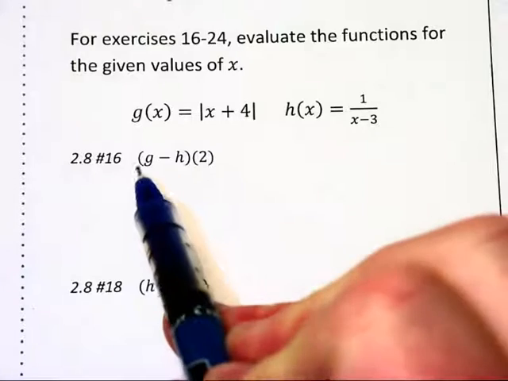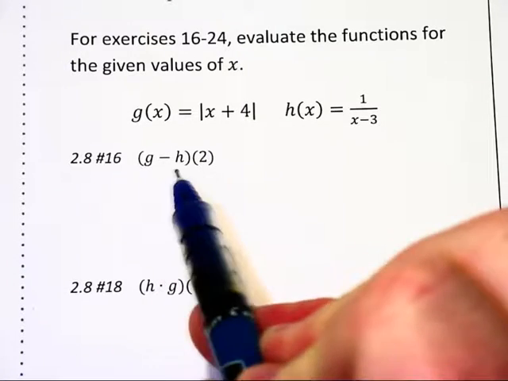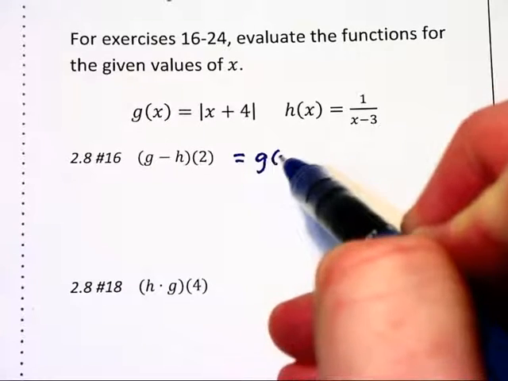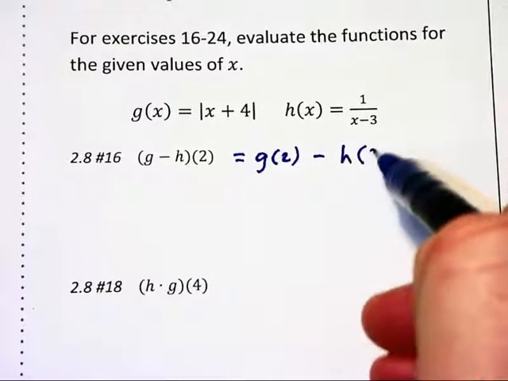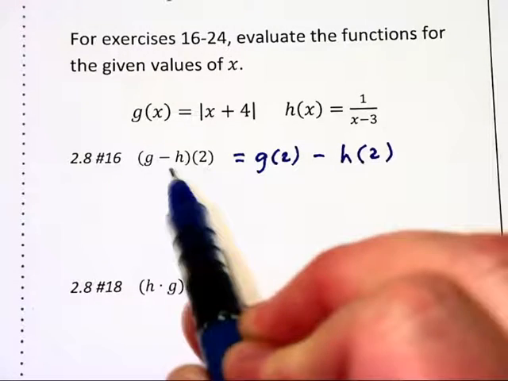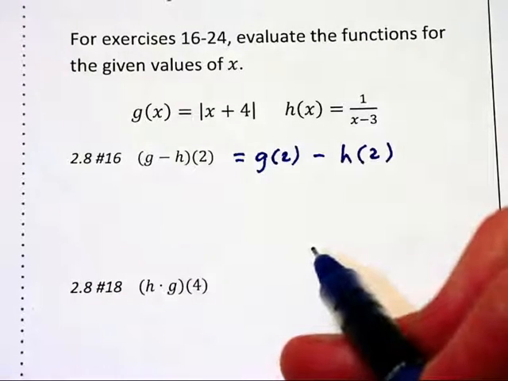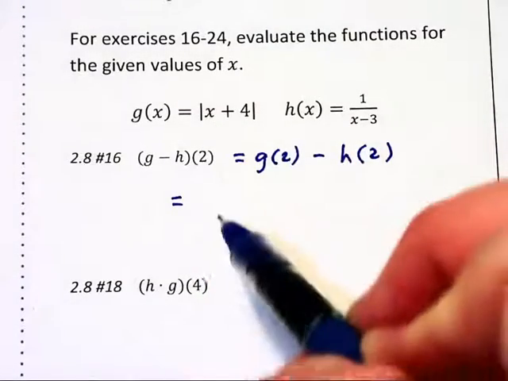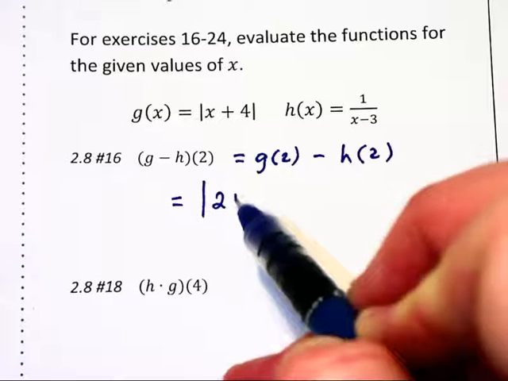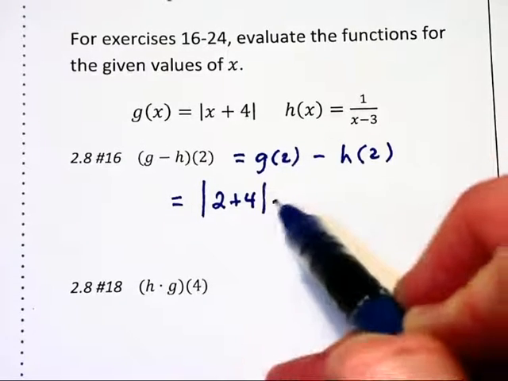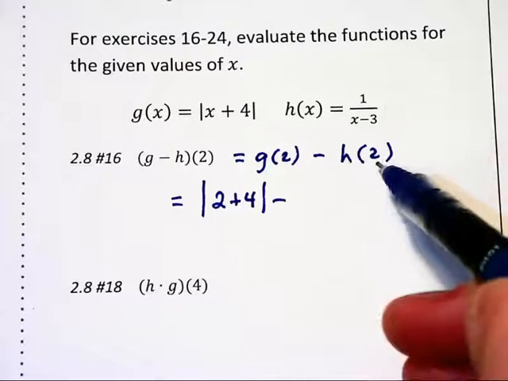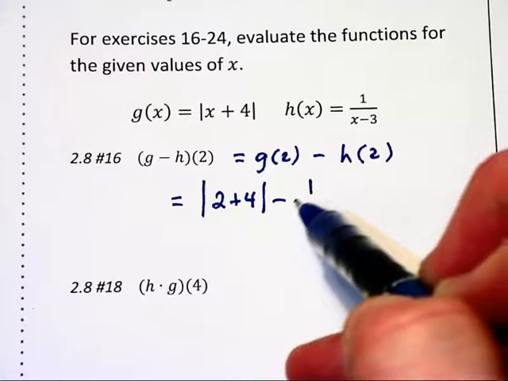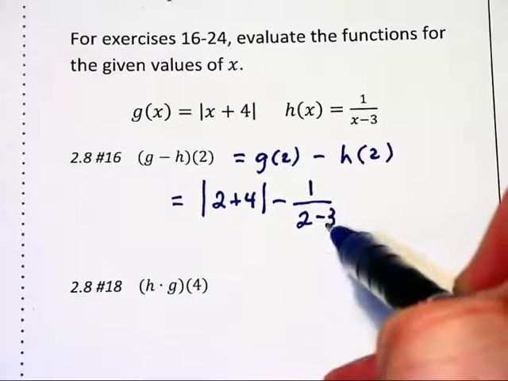Now, instead of finding (g-h)(x), we're finding (g-h)(2). This is going to equal g(2) minus h(2). And again, I'm not distributing the (2), it just appears that that is the notation. So we want to begin by substituting 2 into function g. That gives us the absolute value of 2 plus 4. And then we want to find minus h(2), where 2 is substituted into the denominator there, and we get minus 1 over 2 minus 3.